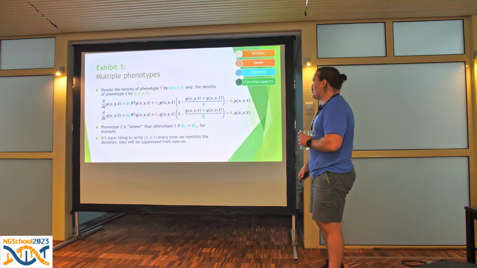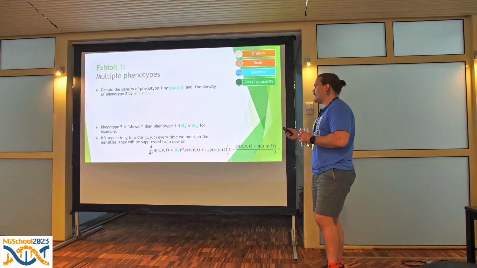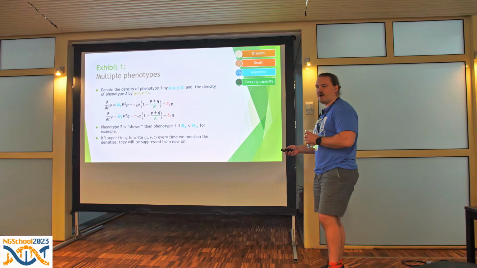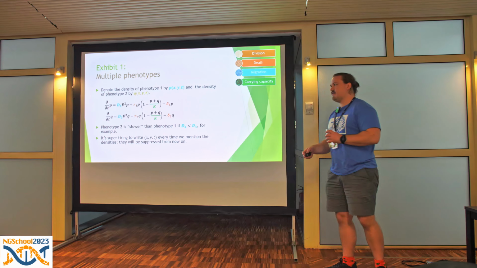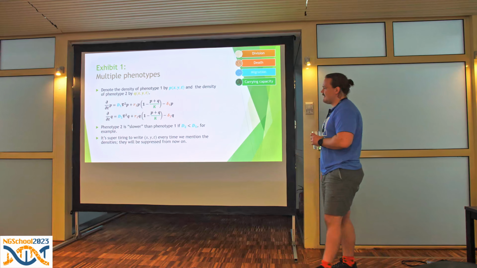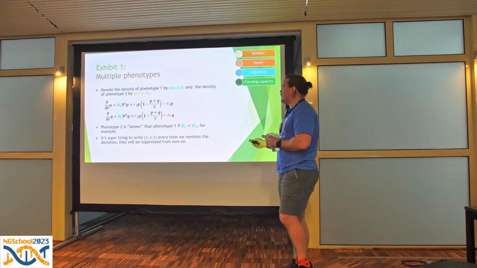It's super tiring to write this X, Y, T all the time. It will always be there. So I will do a sick math trick and we will just ignore them from now on. Instead of writing P of X, Y, T, we just write P. It's a shorthand. Makes it look even scarier, right? Oh my God, we're just starting. So this was a way to model two phenotypes competing for space, but they're not really interacting with one another in any other way.